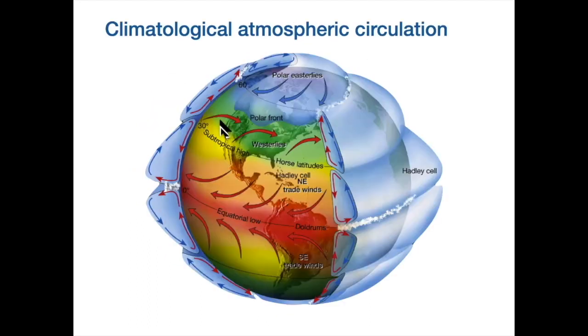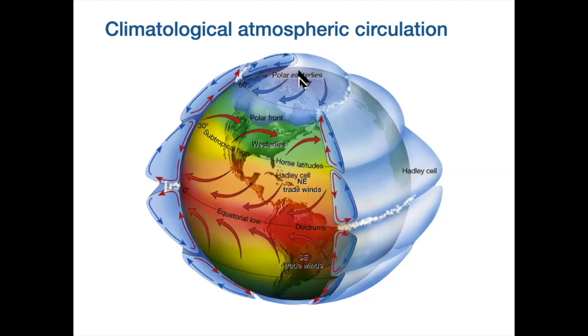So summarizing that, we have the 3 convection cells and the surface winds curving to the west in the area between 30 degrees north and the tropics, curving towards the east in the area between 30 degrees and 60 degrees, and then curving again towards the west between 60 degrees and the pole.